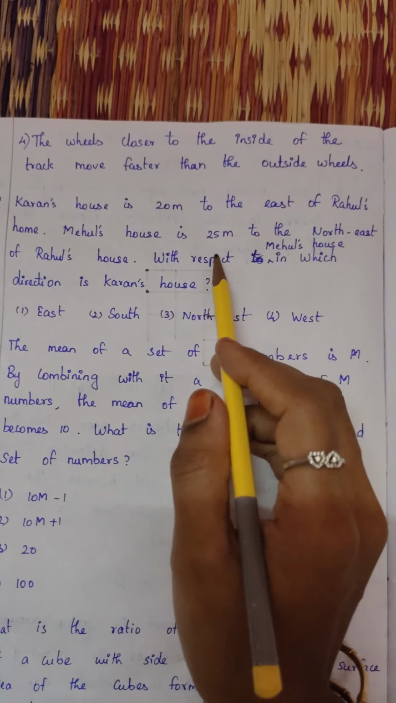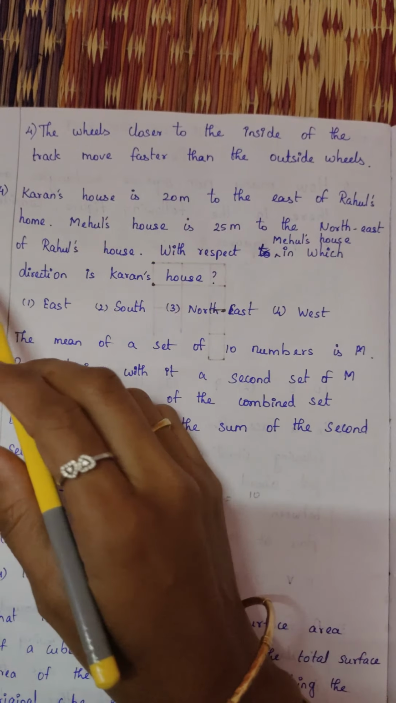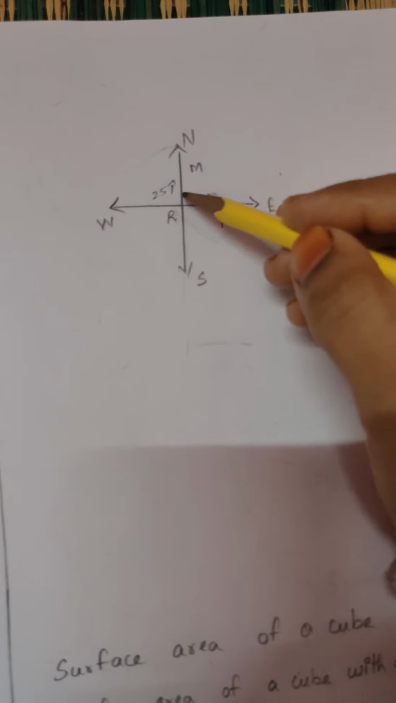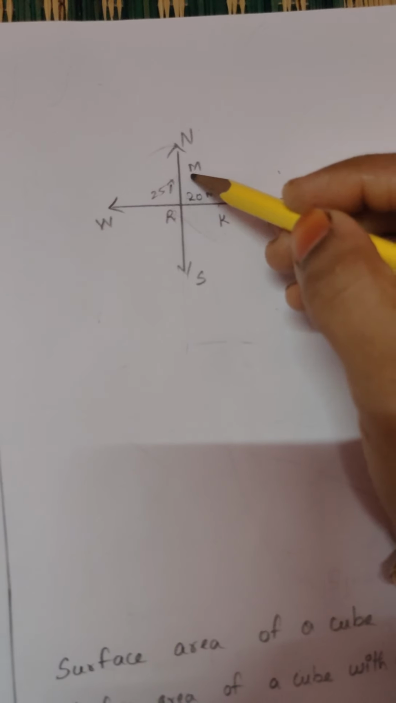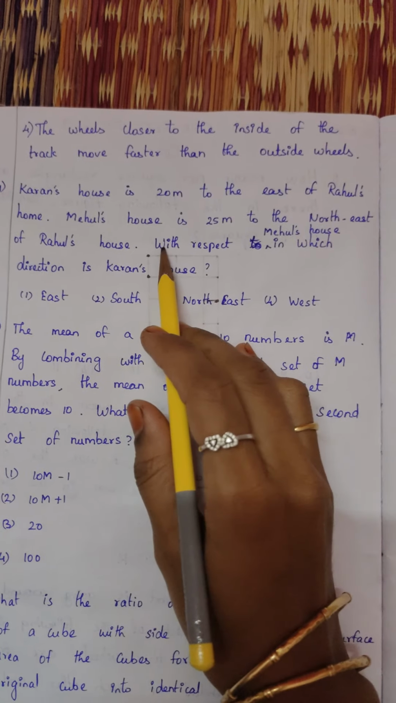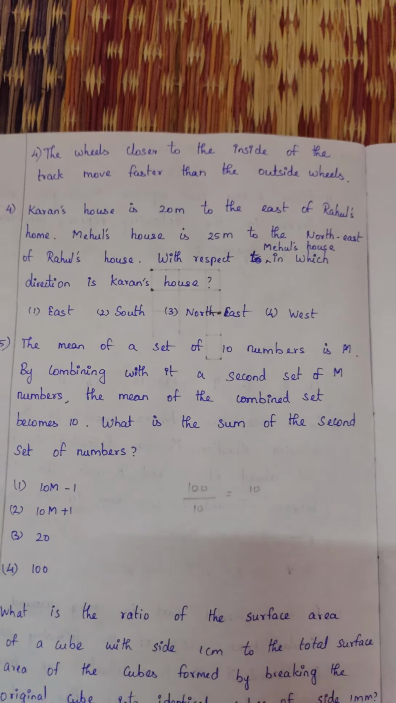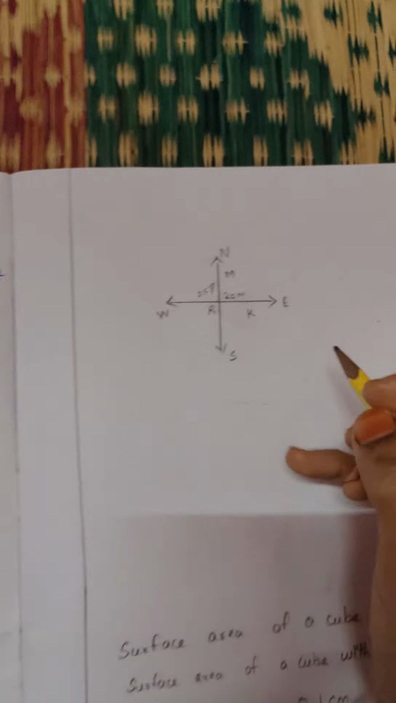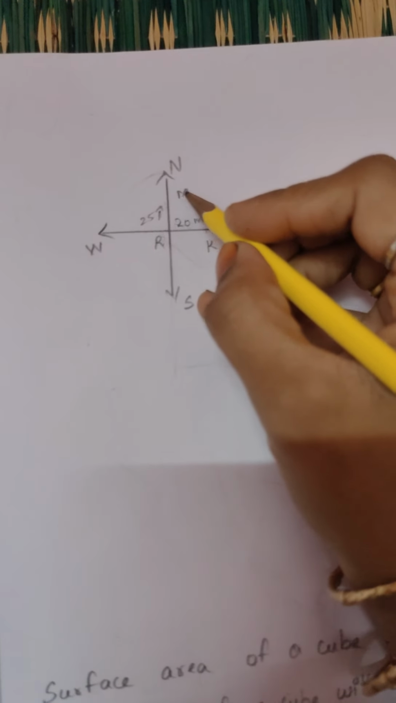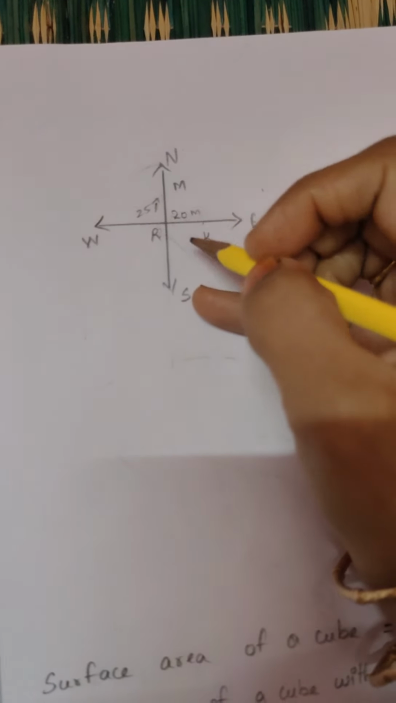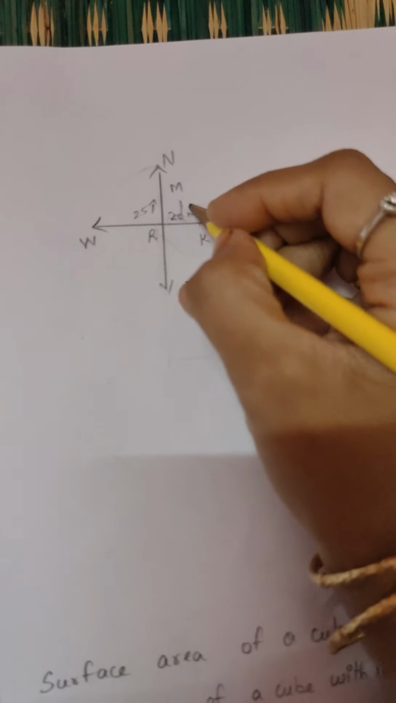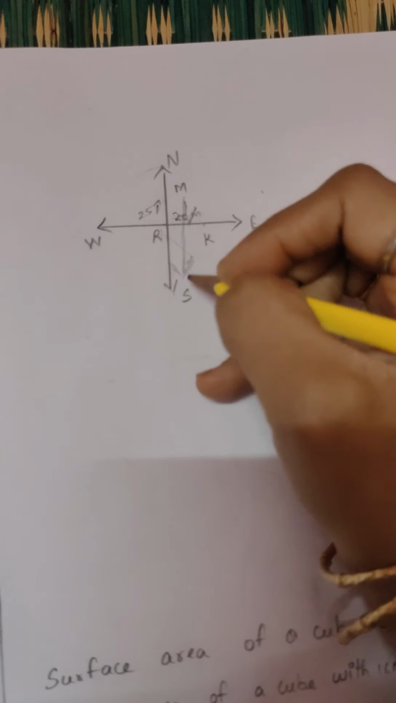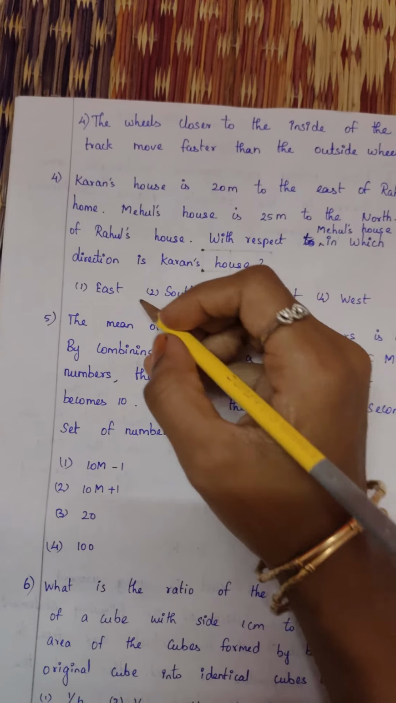Mehul's house is 25 meters to the northeast of Rahul's house. So Mehul's house is northeast, 25 meters from Rahul's home. With respect to Mehul's house, in which direction is Karan's house? From Mehul's house, we have to see in which direction Karan's house is. Downwards. So downwards, which direction does it indicate? South. So the answer is south.